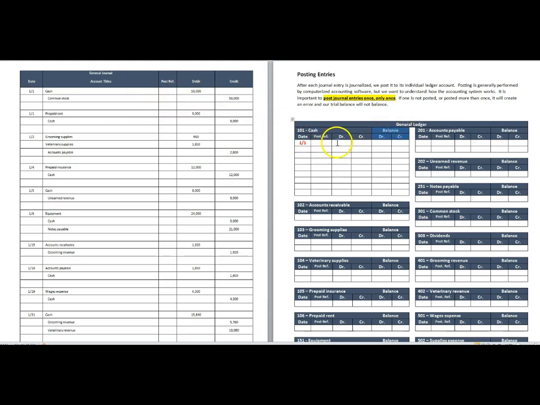So cash was debited for $50,000, so we're going to put that in the DR. DR stands for debit, CR stands for credit. Alright, this is the only transaction. It is also the ending balance. So this 50,000, there's no prior balance, so theoretically it would be 0 plus 50,000 equals 50,000. And we're done with the first one. I would mark this in some way. I don't care how you mark it, but I would mark it in some way to indicate that we've done it.